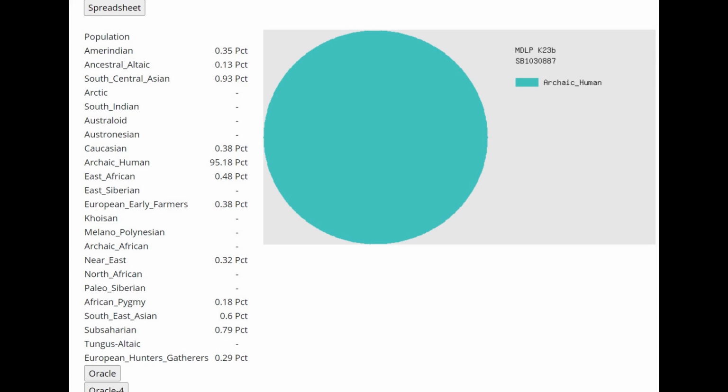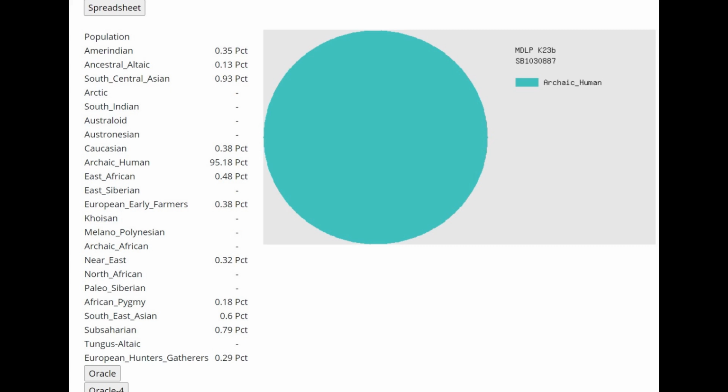This is a very typical score for any ape, like gorilla, chimpanzee, orangutan. They all score 95% plus archaic human, but I want you to look at this and compare this to my gorilla videos or the chimpanzee videos. There's a difference. And the difference is that gorillas and chimpanzees score 98-99% archaic human, whereas orangutans score 95.